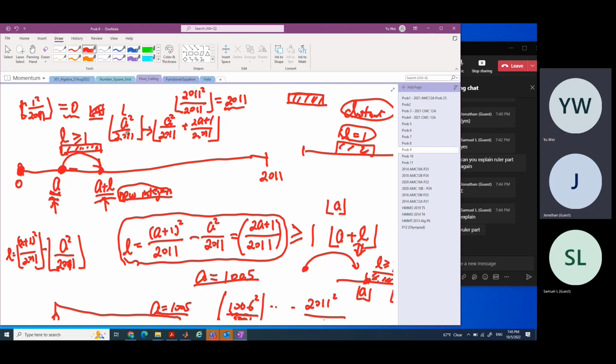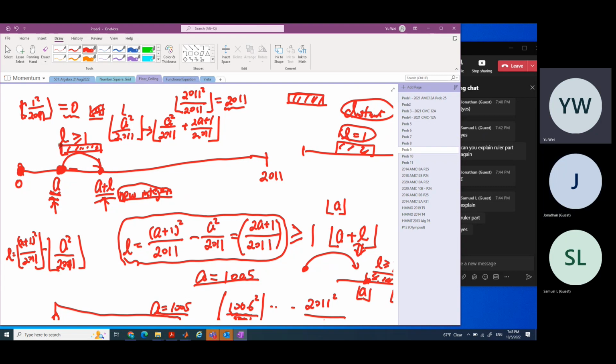Okay, so you can think, the first number is here, right? And adding the length of the ruler here is (2a+1)/2011. This is the length of the ruler. We jump to the next number, right? So if this length is greater than or equal to 1, then a²/2011 and a²/2011 plus the length of this ruler, when you take the floor functions, will be different integers. Because the length of the ruler is 1, it must cover 2 different integers.